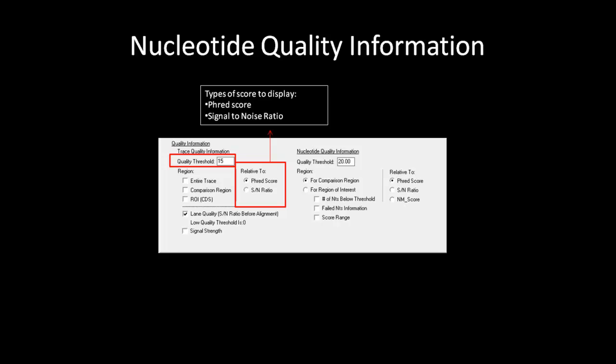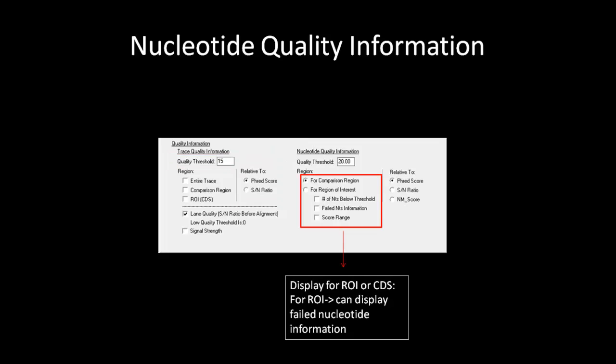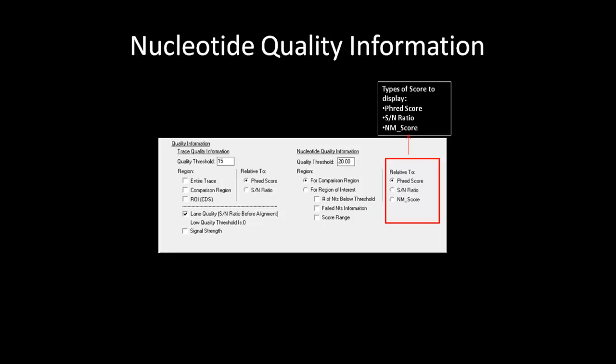The second section contains options to display nucleotide quality information. The nucleotide quality information, however, can only display scores for each nucleotide in either comparison region or region of interest. For region of interest, there are options to display nucleotides that are below the set threshold, as well as position and score information for the failed nucleotides. As with the trace quality information, you also have the option to select which type of score to display: Phred score, signal-to-noise ratio, and NM score.